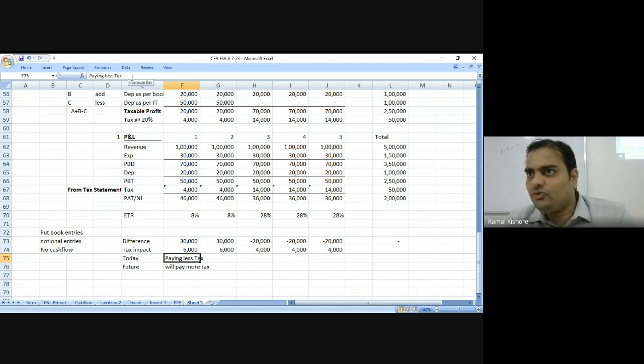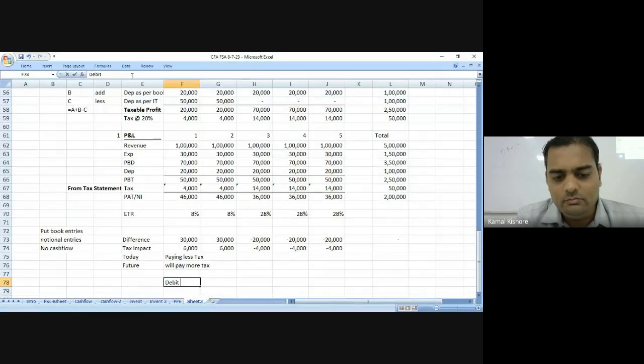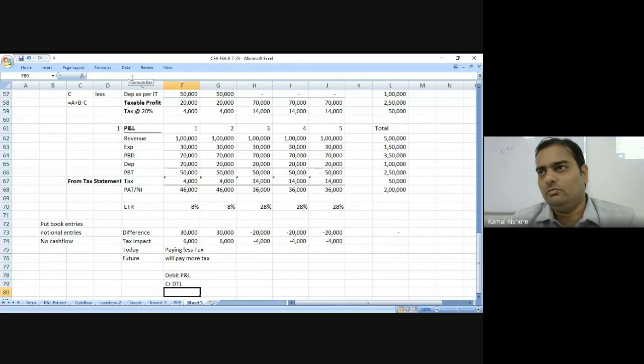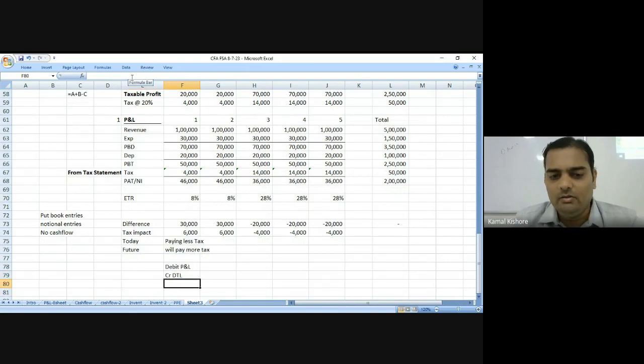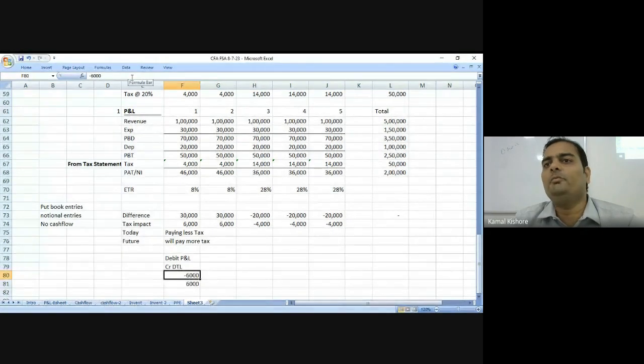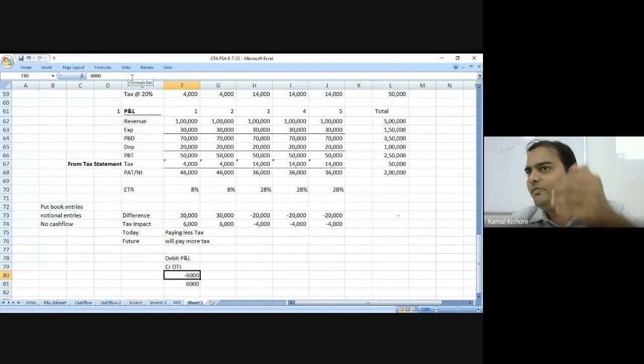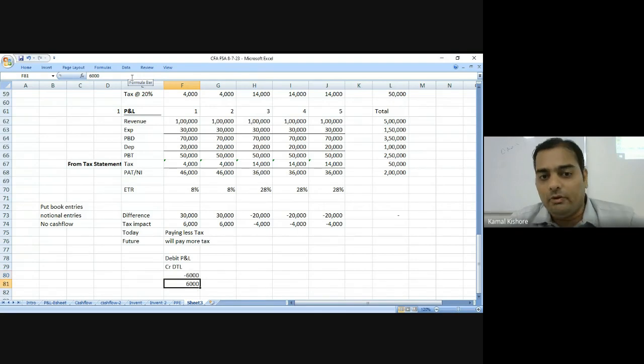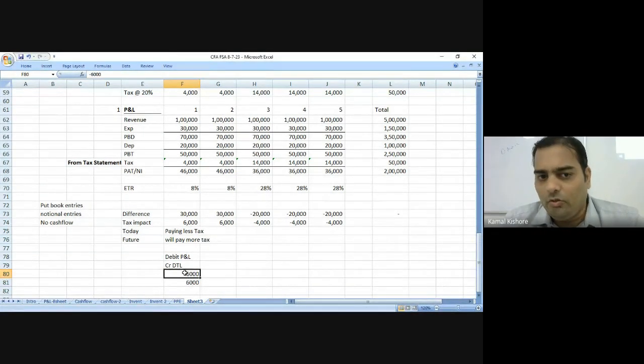Because you are paying less tax today, your P&L is having a lesser impact today. So you will debit P&L, and credit deferred tax liability. So in P&L, you will debit 6,000. In your balance sheet, you will show deferred tax liability as 6,000. Correct? So you are debiting the P&L by 6,000. Now what amount will come here in my P&L? 10,000, 6,000 plus 4,000. Okay. Now revised books.